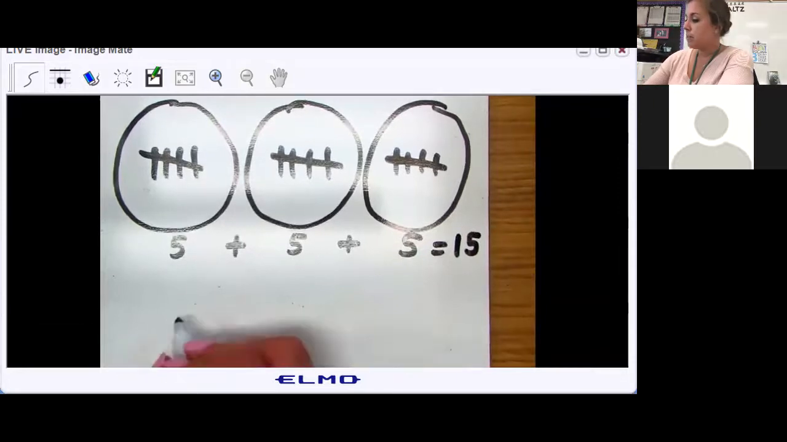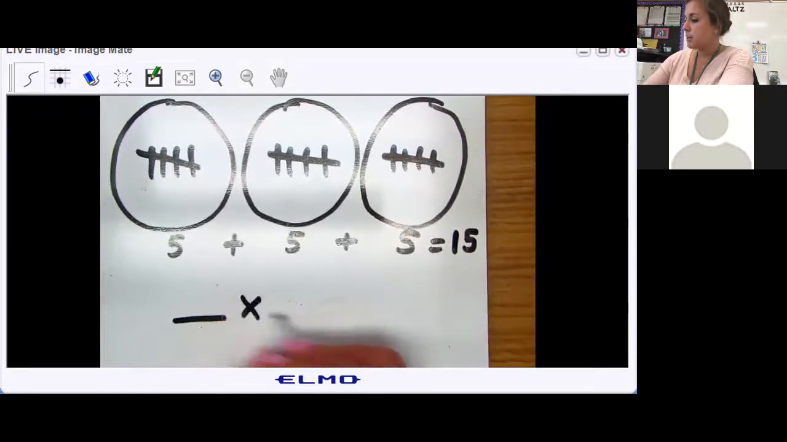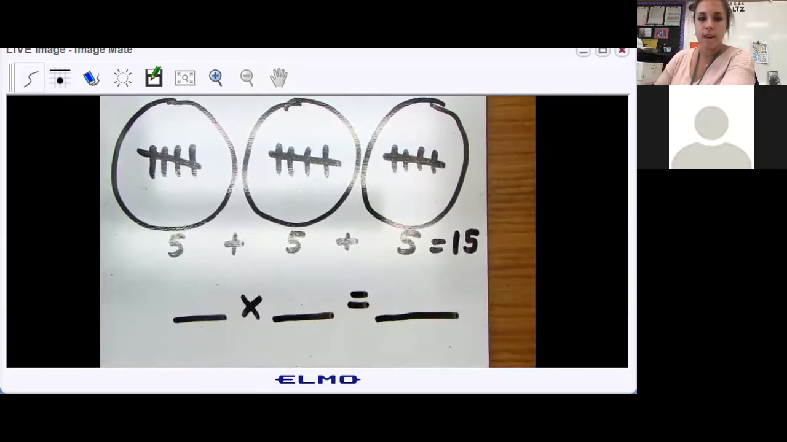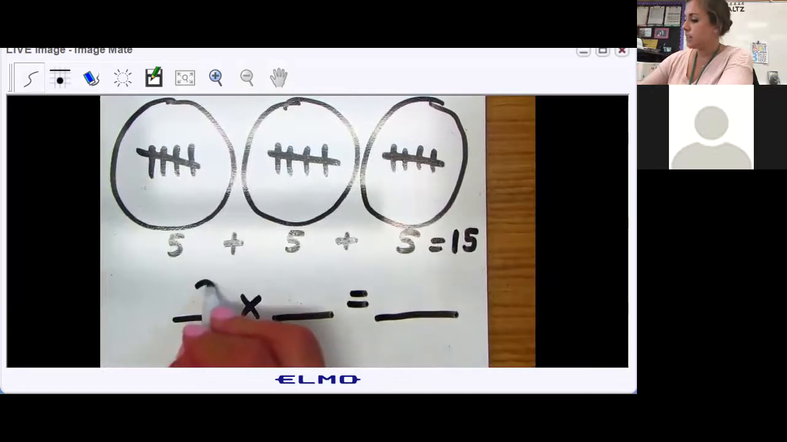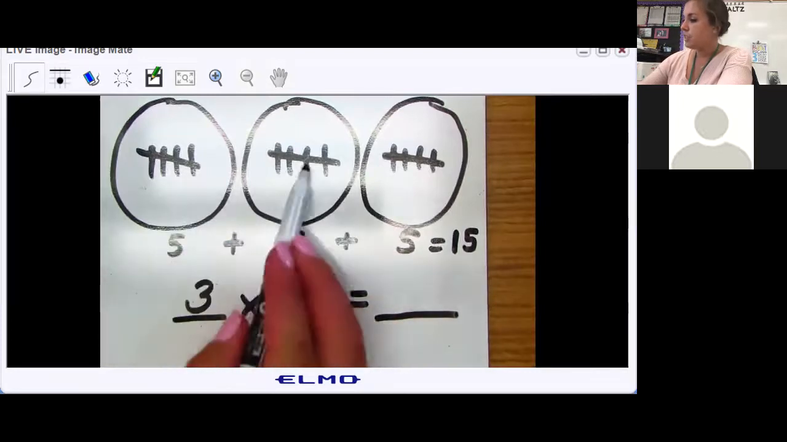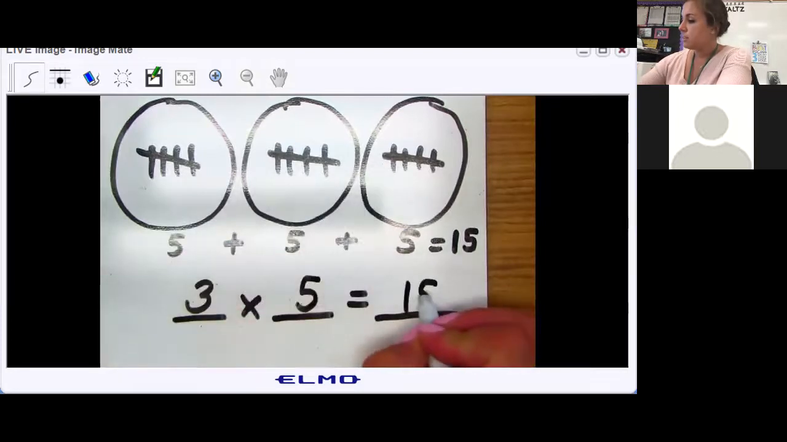Okay, now I want you to practice writing this as a multiplication sentence. If you need to pause the video, you can. Okay, the correct answer for this is 3, because there's 3 groups, times 5, because there's 5 in each group, and that equals 15.